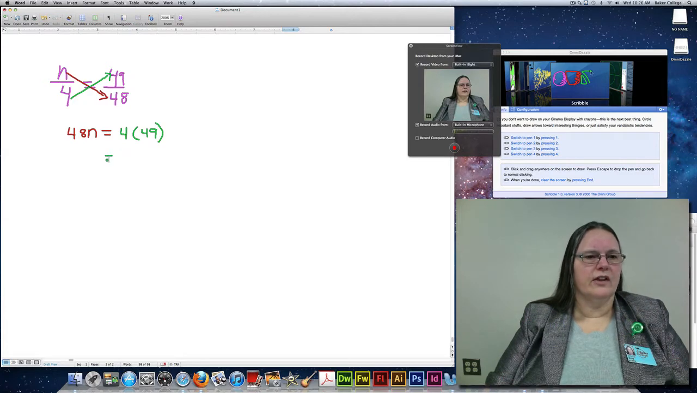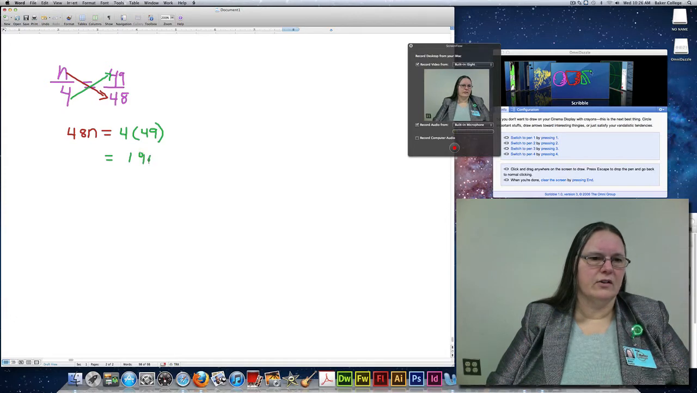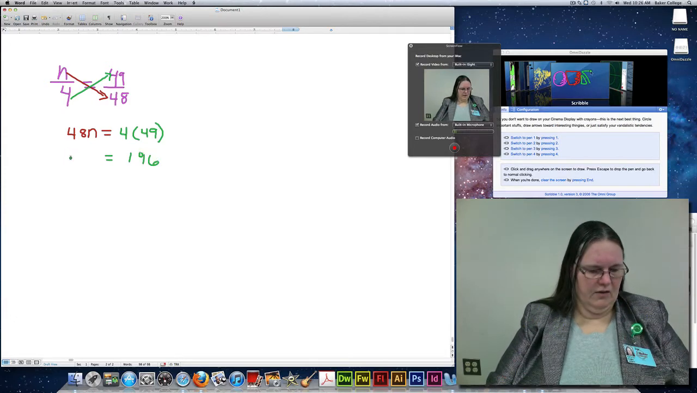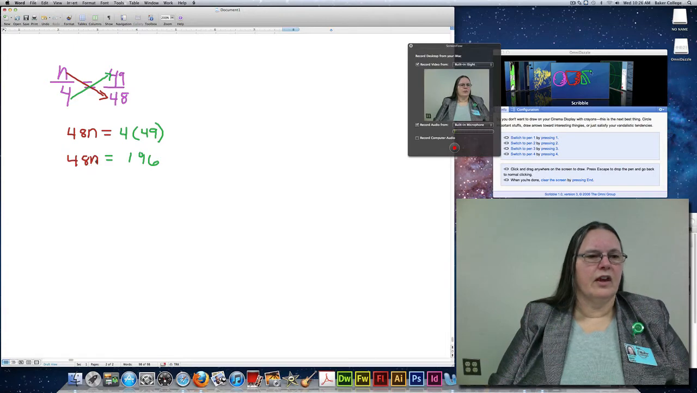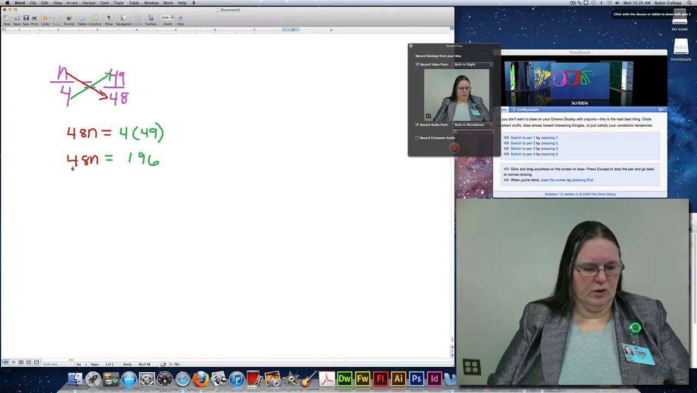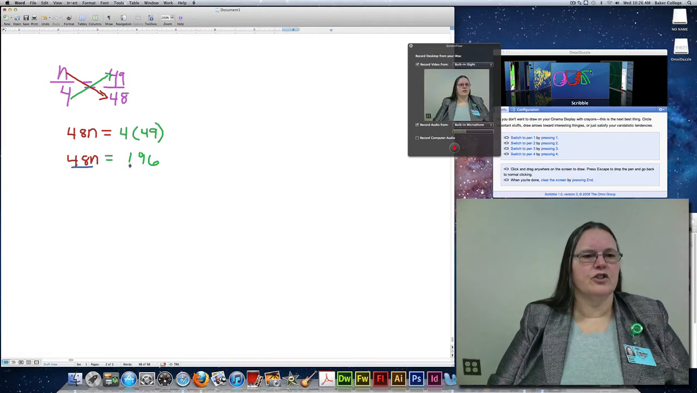Now, of course, on this side, I can simplify. This is 196 when we multiply this. And we still have the 48n. It hasn't changed yet. Remember, this is an unknown number times a number. It is a process of multiplication. So because of that, we know that we can undo multiplication in this case by division. Division on both sides keeps the problem equal.